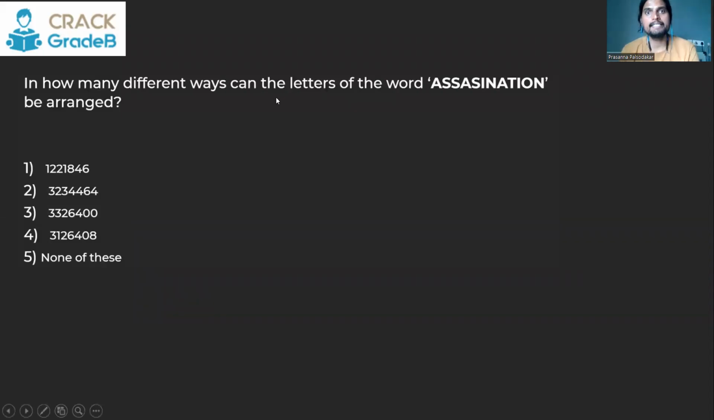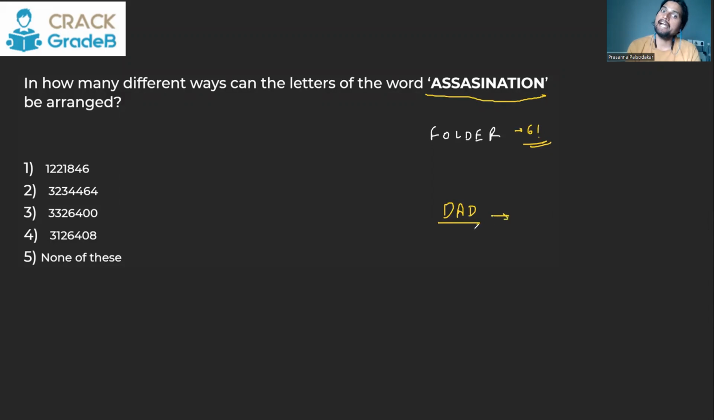Now, how many different ways can the letters of the word assassination be arranged? So first of all, we have seen one question like folder. But in folder, all the letters were different. So you could directly say there are 6 factorial ways, because there are total 6 letters. But if repetition is there, for example, the word is dad, you can't just say we have total 3 factorial, that means 6 words. No, 6 won't be the correct answer, because when you arrange the letters, like we did in case of folder, if this D goes here and this D goes here, that doesn't make a different word. It still will be dad. So arrangement alone is not the way here.